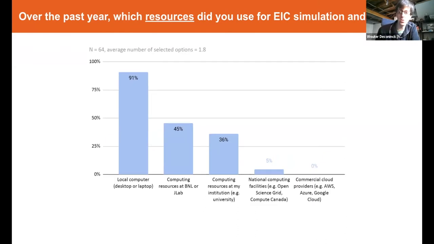Then, which resources do EIC users who responded to the survey use? The vast majority uses their local computer and then computing resources at the national labs or at their institutions. There's at this point hardly any use of national computing facilities outside of these resources at the national labs or at the institutions. And there was no one who responded to this survey who used commercial cloud providers at all. So again, people are usually using an average of slightly less than two different resource categories to get their work done.